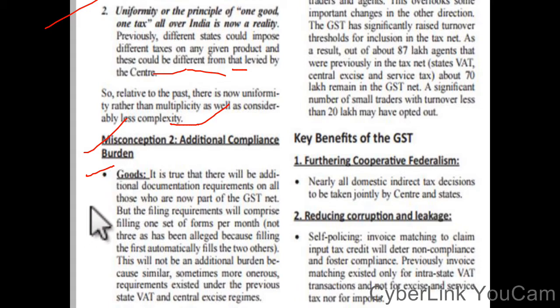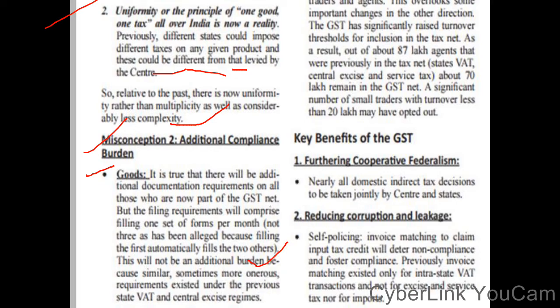Misconception two: additional compliance for goods. It is true that there are additional document requirements for all those who are now part of the GST net. But fulfilling them will comprise filling one set of forms per month, not 3 as has been alleged, because filling the first automatically fills the two others. This will not be an additional burden because similar, sometimes more onerous, requirements existed under the previous state VAT and central excise regimes.